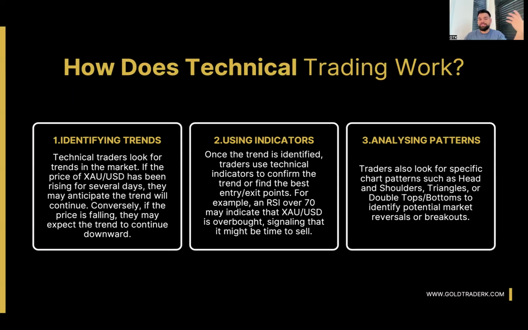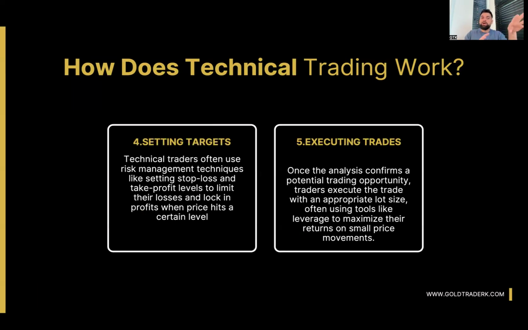For example, an RSI over 70 may indicate that XAUUSD is overbought, signaling that it might be time to sell. Number three, analyzing patterns. Traders also look for specific chart patterns such as head and shoulders, triangles, double tops, and bottoms to identify potential market reversals or breakouts. Number four, setting targets. Technical traders often use risk management techniques like setting stop loss and take profit levels to limit their losses and lock in profits when price hits a certain level.